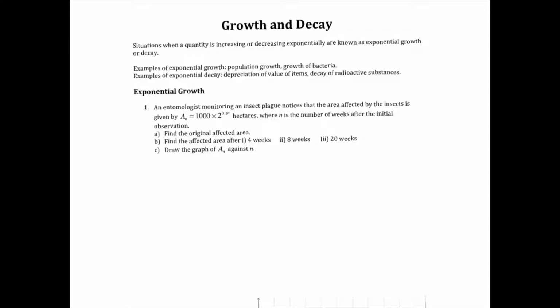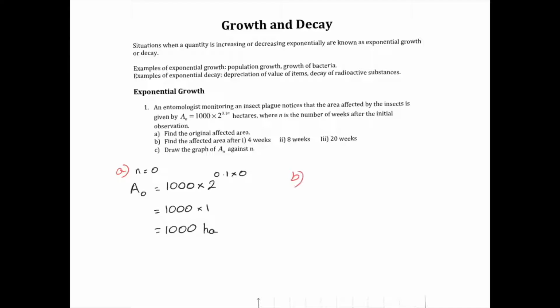Original goes with initial. It's when no weeks have gone by, so that's when n is 0. A(0) is 1,000 times 2 to the 0.1 times 0. Now 0.1 times 0 is just 0, and 2 to the 0 is 1. So that's just 1,000 times 1, or in other words, just 1,000. And our units would be hectares, which we put as ha.